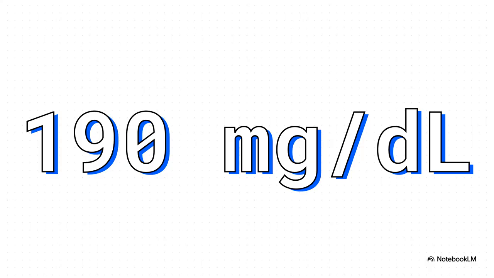Now, here's the number I want you to burn into your brain, 190. An LDL of 190 or higher is a total game changer. It's a huge red flag, often pointing to a genetic condition like familial hypercholesterolemia. And for these patients, you don't even need the risk calculator. You go straight to a high-intensity statin, period.